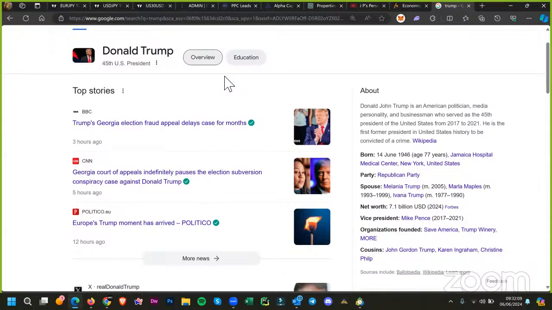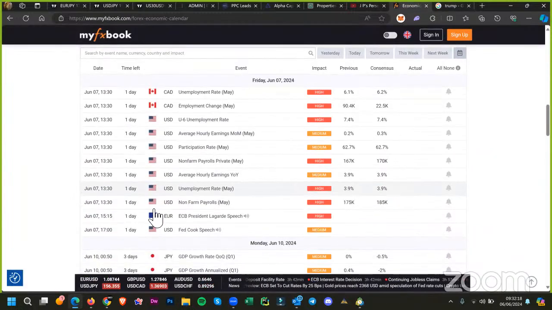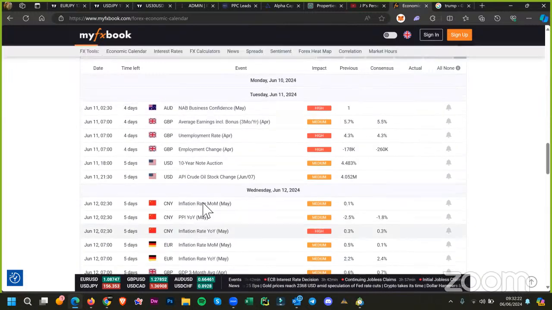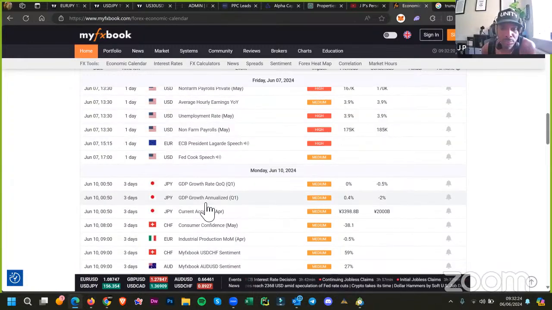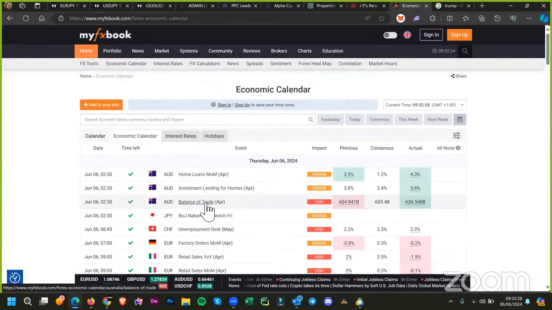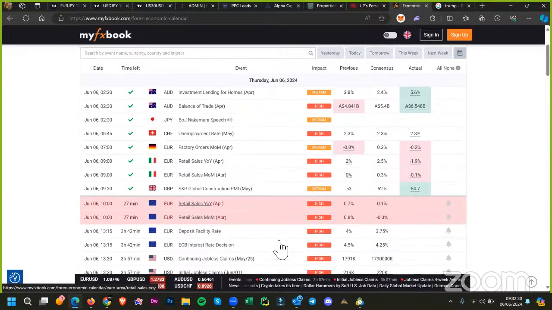The non-farm payroll is going to be really important tomorrow. CPI comes out next week, the same day as the Fed, next Wednesday. So that's going to be a very volatile day. The volatility is going to be mad next Wednesday, so either you stay on the sidelines or you be very, very careful.